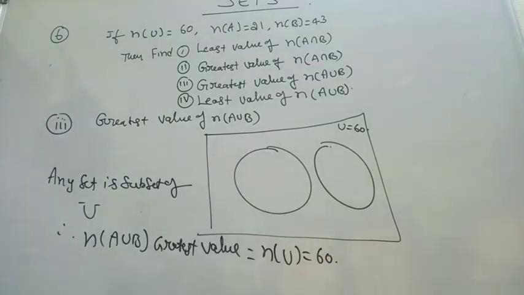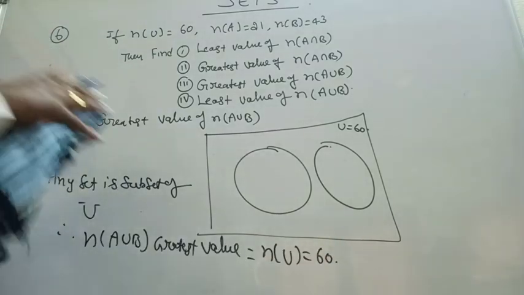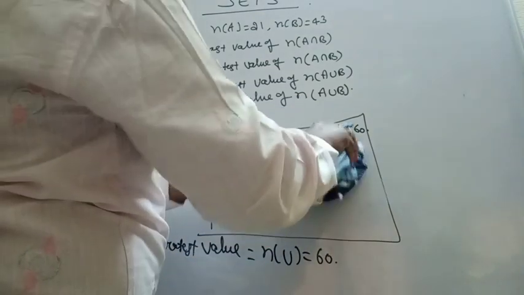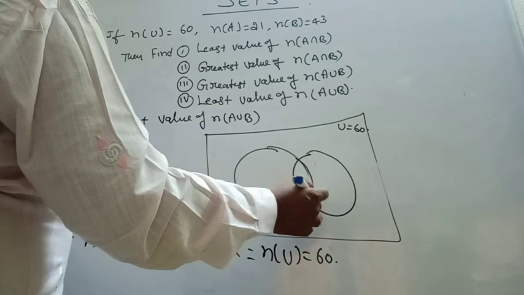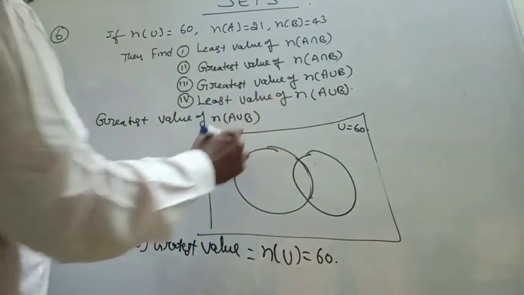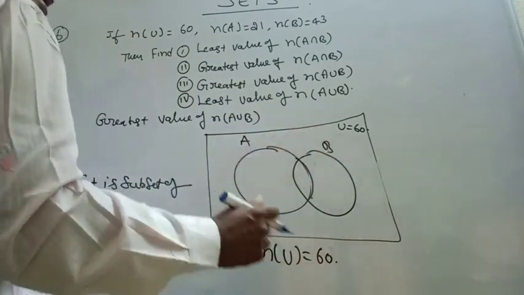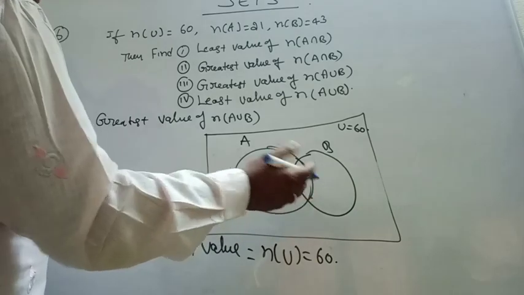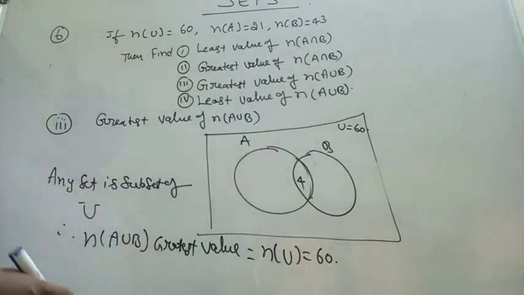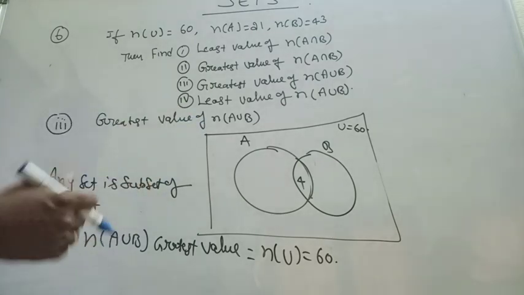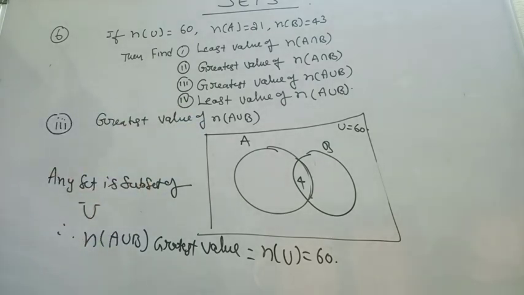Here the possible case is, my dear students, that 60 is the maximum number of elements it can have. That means it has some overlapping like this. This is A and this is B. Some elements, something like 4 elements, are common, such that the union is equal to the universal set. Like this, the third one will be answered.